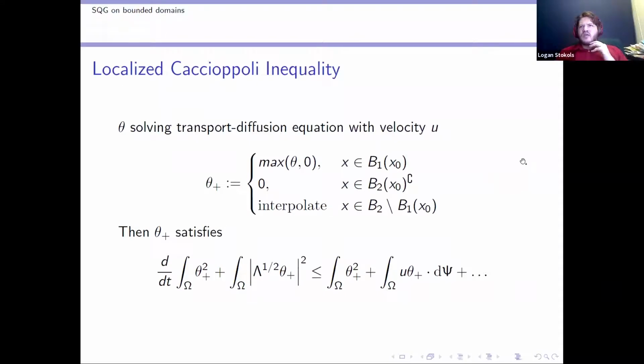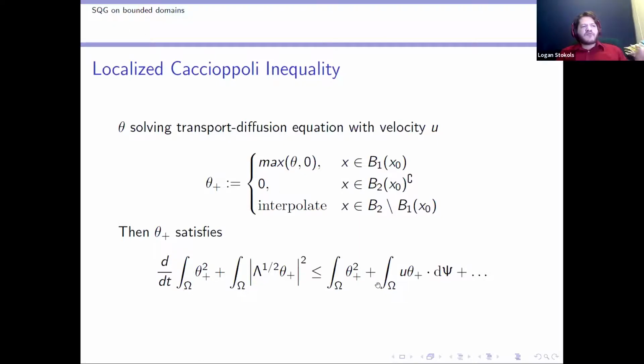And the way you do this is with an energy method. You take a localized Caccioppoli inequality and use this to show Holder continuity. So take some point x naught where you want to show that your solution is continuous, and look at some ball around it, and you localize theta to that ball. So theta plus is the positive part when you're close enough to x naught, and it's 0 when you're far away, and you interpolate in the middle. And then you do the standard thing where you take the equation, you multiply by theta plus, and you get an energy inequality, a Caccioppoli inequality.